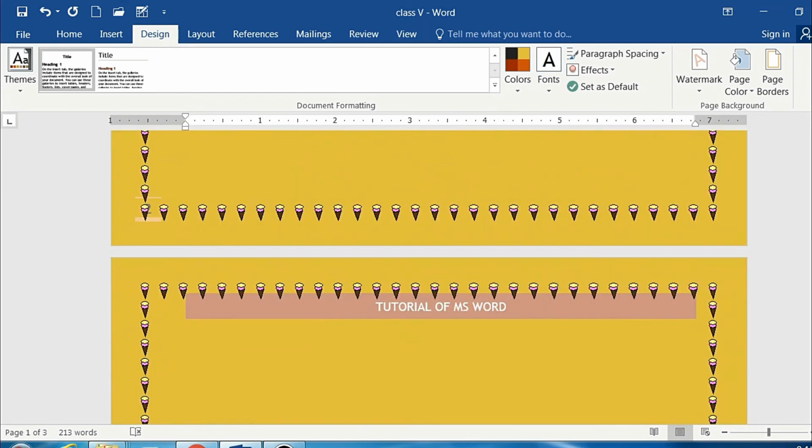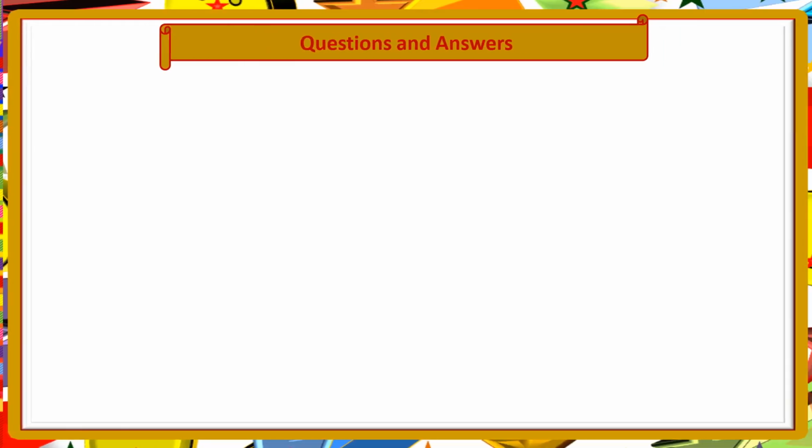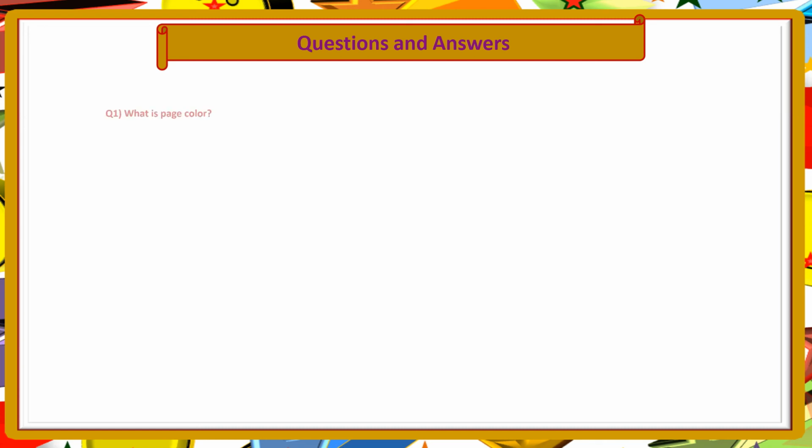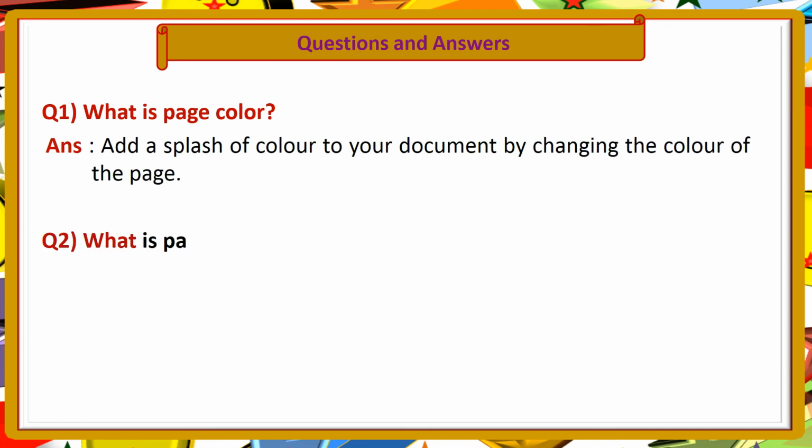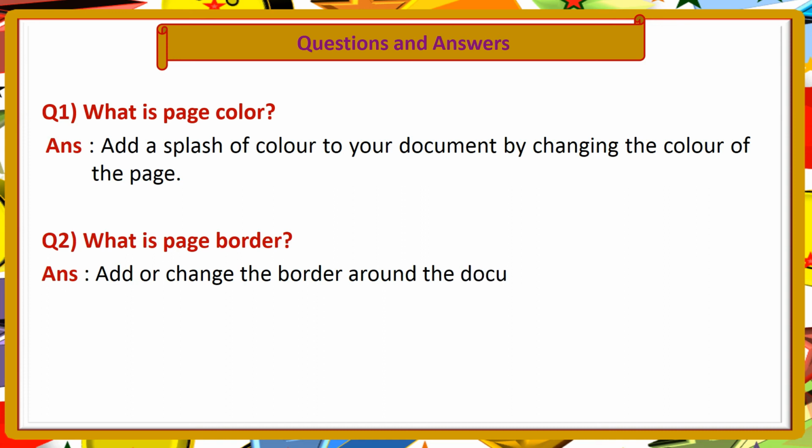So this is all about the design tab. Now let us write this in your notebook. Questions and answers. Question number 1: What is page color? Answer: Add a splash of color to your document by changing the color of the page. Question number 2: What is page border? Answer: Add or change the border around the document.